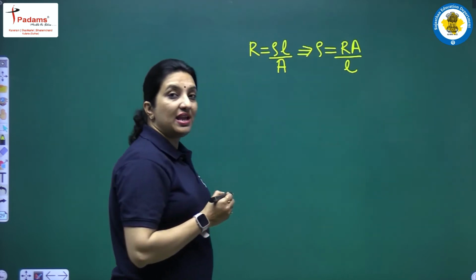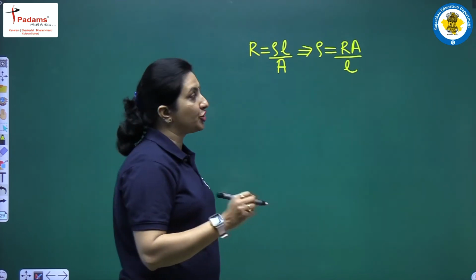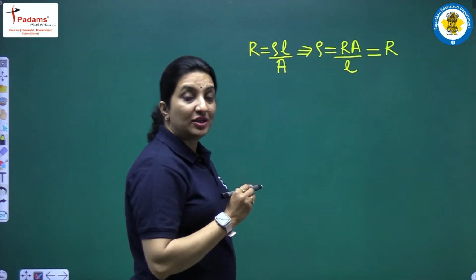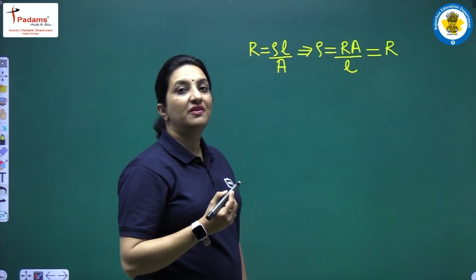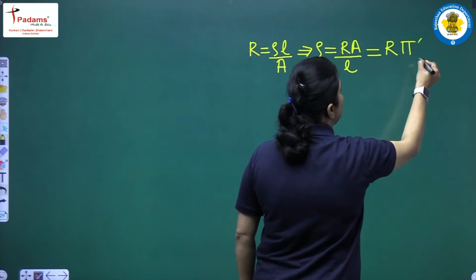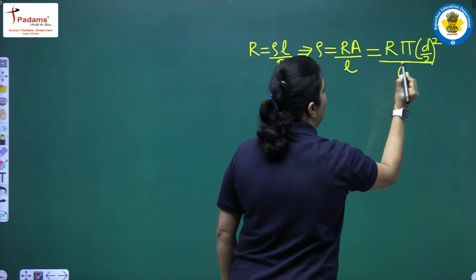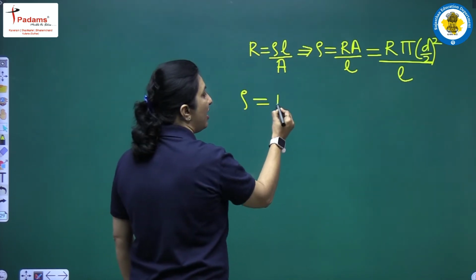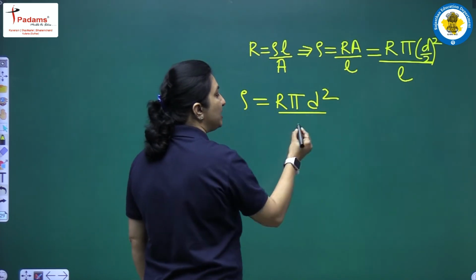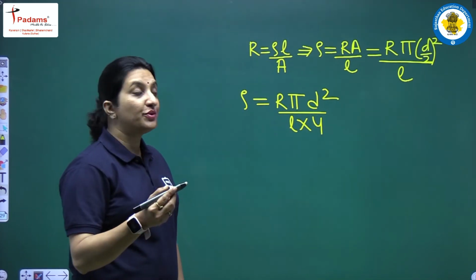Now students, the area of cross section, we need to calculate A. So A is given by pi r square. Now instead of radius, we have diameter. We know that half of the diameter gives us the radius. So for pi r square, we will write pi d upon 2 square. So the resistivity is R into pi d square upon L into 4, since the 2 is also squared. So we now need to substitute the values.